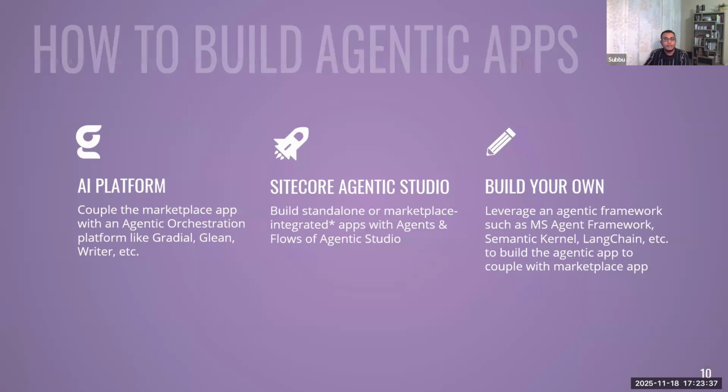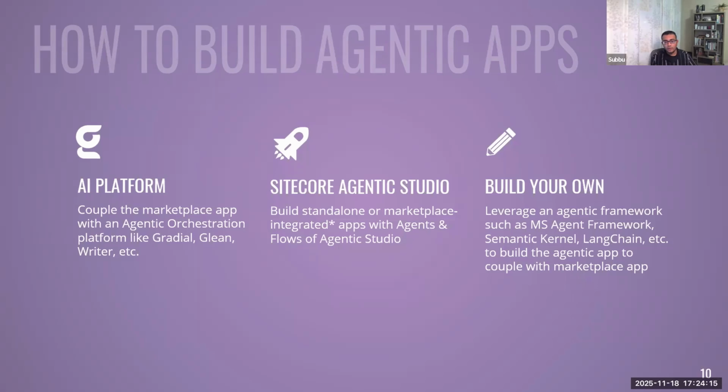Okay. So we looked at all of the patterns and approaches, but then how could we build these apps? You have 3 major options when it comes to Sitecore. The first one is leaning towards an AI platform. One example is Gradial. Sitecore has a strategic partnership with Gradial. You could build these individual agents and build a multi-agent system based on the process, and you could automate that. And there are multiple other tools in the industry like Writer and Glean, all of which are really good platforms. You could pick one and build on top of it. And those agentic systems can also be wired up with the marketplace app that you create.